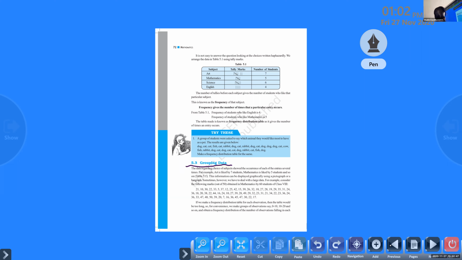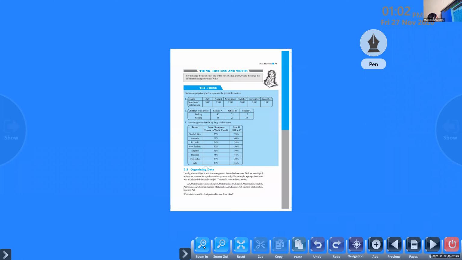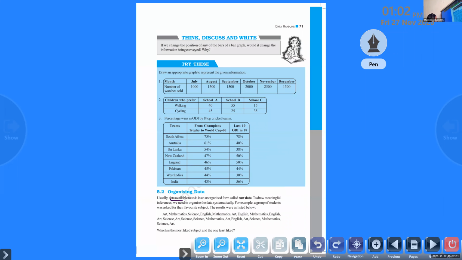Okay, so the data available to us in an unorganized form is known as raw data. We just collected the data. We didn't organize anything, or we didn't arrange the data. We just collected the data from each student. We asked and we wrote their names and we wrote their marks also. Such a data is known as raw data.